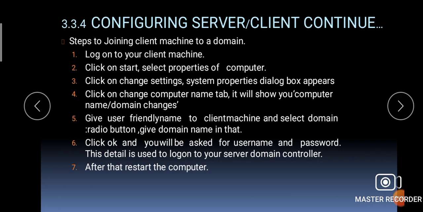Then next, how to join a client machine to a domain. Follow these steps for joining the client machine to a domain. First, log on to your client machine. Second, click on Start, select Properties of Computer, then click Change settings. The System Properties dialog box appears, then click the Change computer name tab. It will show your computer's name and domain changes.